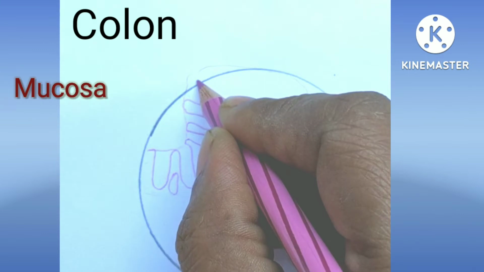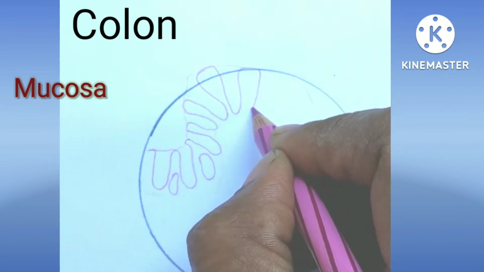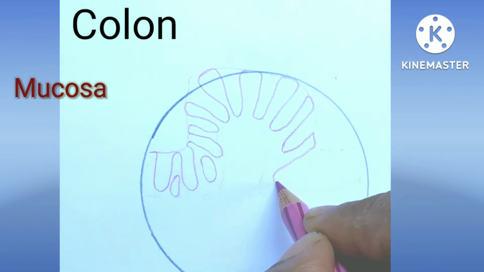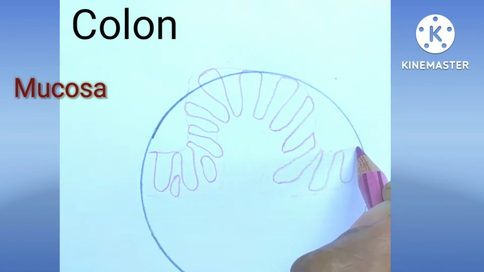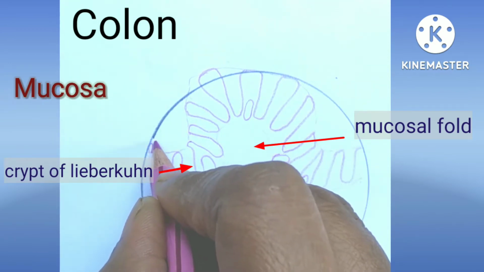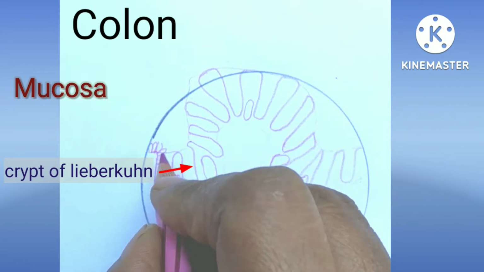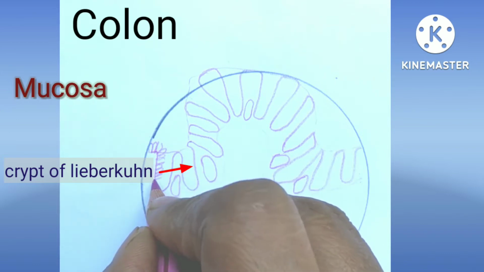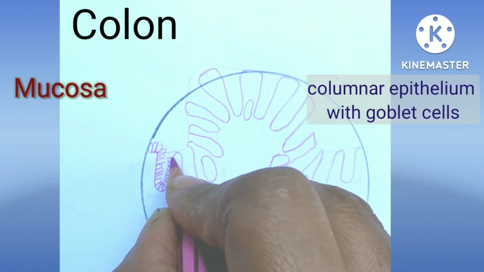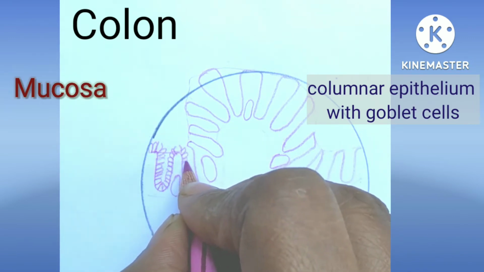Before drawing, first make an outline in pencil to show the crypts of Lieberkühn which are present in the colon, and also the mucosal folds. What you can see is a mucosal fold, and the ones below are the crypts. So first you draw that, and then you can start writing the epithelium. Here the epithelium is a columnar epithelium.